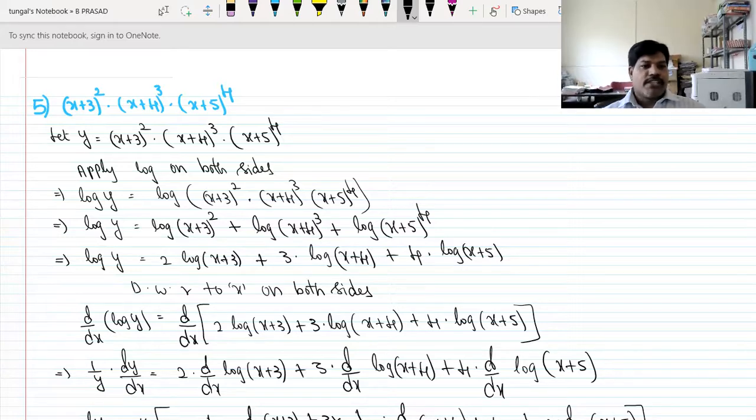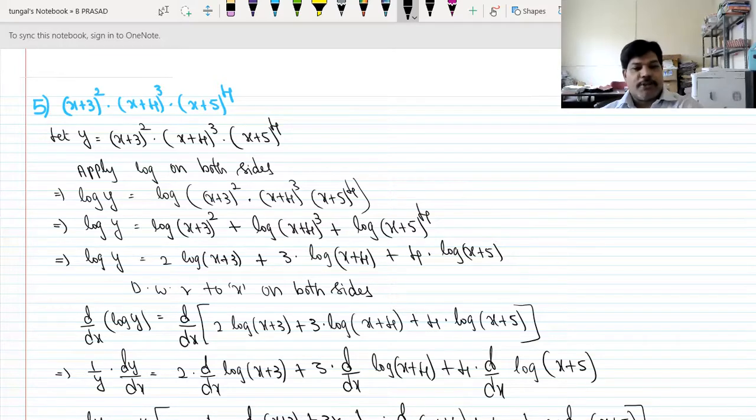power 4. So just apply the log on both the sides. What happens? Log y is equal to log of x plus 3 whole square into x plus 4 whole cube into x plus 5 whole power 4. So log of abc you can write as log a plus log b plus log c. So log of x plus 3 whole square is in the form of log of p power n. Log of p power n you can write as n log p. So here also n log p.